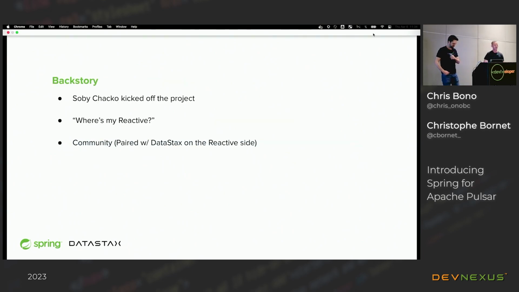And so the backstory is why are Christophe and I standing here on the stage together? It's interesting. Sobi Chacko is my coworker, and he's the co-lead of Spring Pulsar. He kicked off the project, and I joined shortly after. And one of the decisions we made up front was to go the imperative route, using the imperative vanilla Pulsar client right from the start.